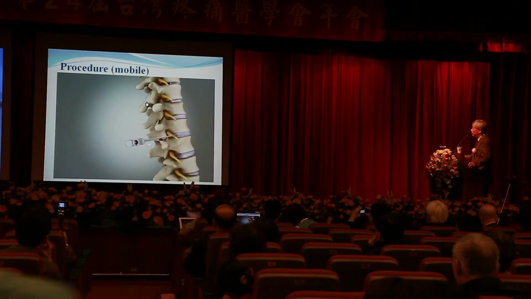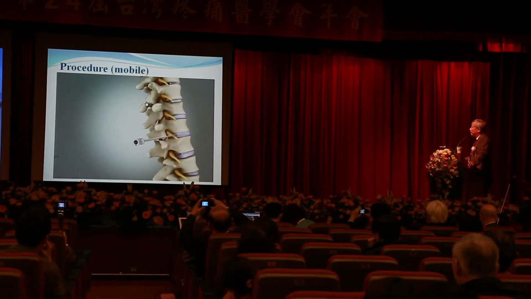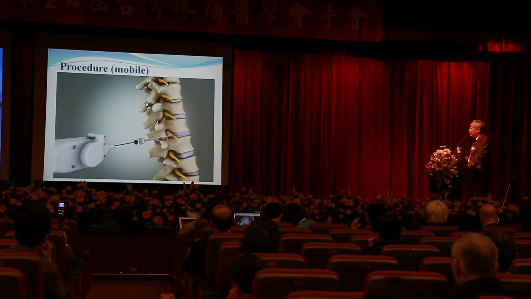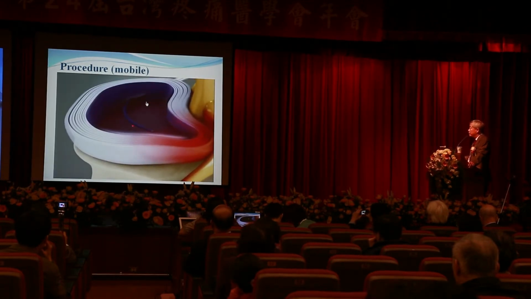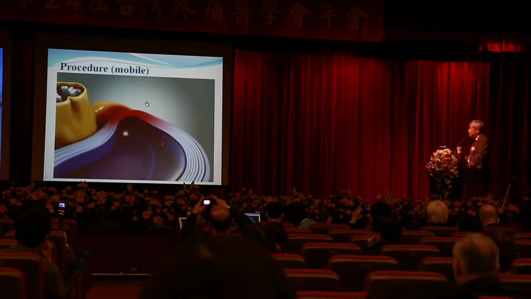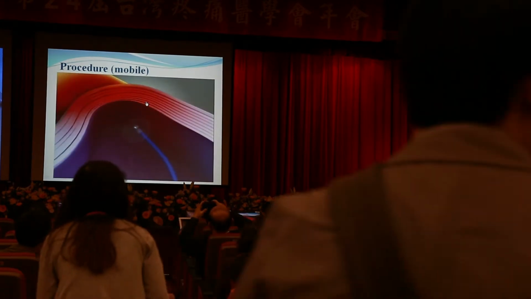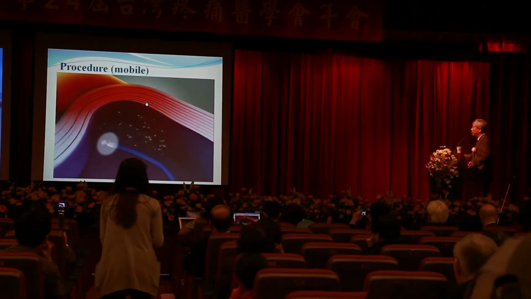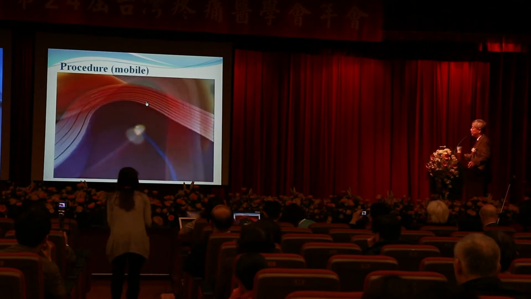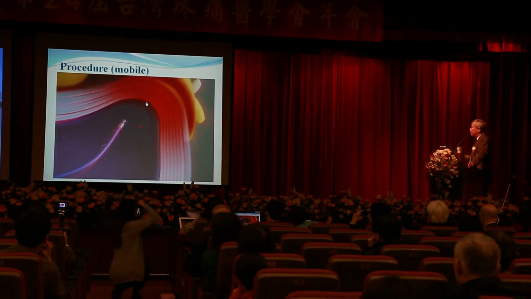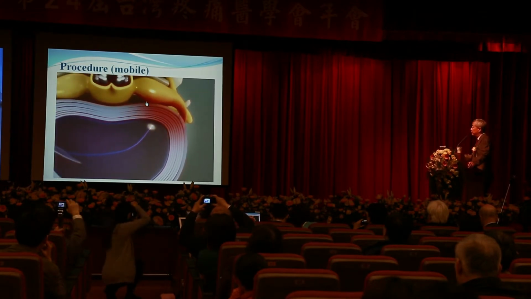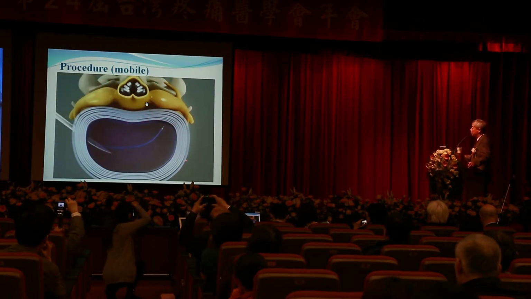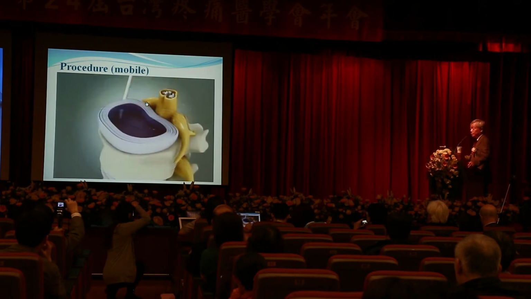So we insert the introducer, and again, this is the L-disc. We can control and steer the direction from the 18 gauge to the posterior side where the pathology exists. So we can use plasma to get rid of the unwanted mucous boxes, then the pathology improves.